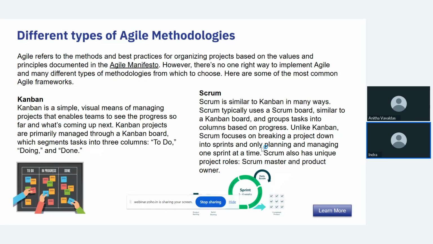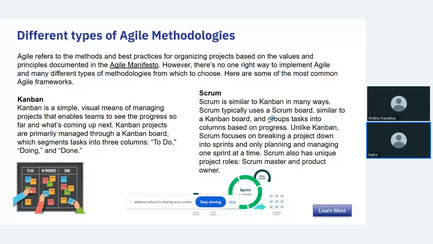So what is a sprint? A sprint is the duration during which you're going to complete certain tasks. It can be 5 days, a week, 10 days, 15 days, or a month. So a sprint is nothing but the duration during which you're going to complete certain tasks.